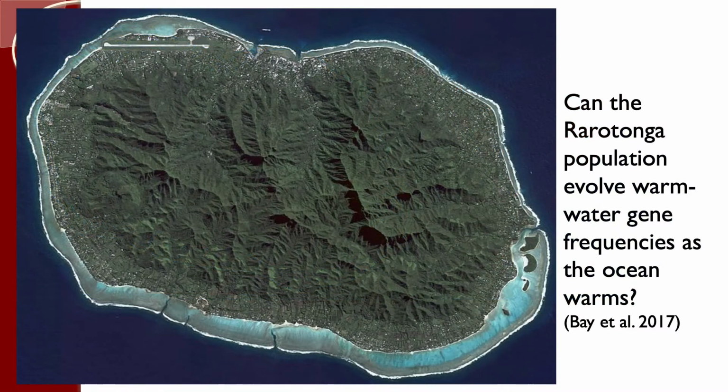So we started with coral populations around the western side of Rarotonga, sampled those, sequenced them genetically, and found out whether or not they had the same alleles for warm water adaptation that we found in American Samoa. And the answer was that they did. Those alleles were there. They were just at a much lower frequency in Rarotonga than they were in Samoa.